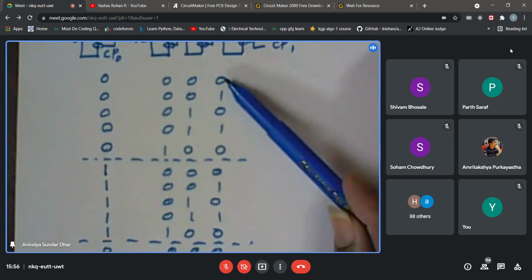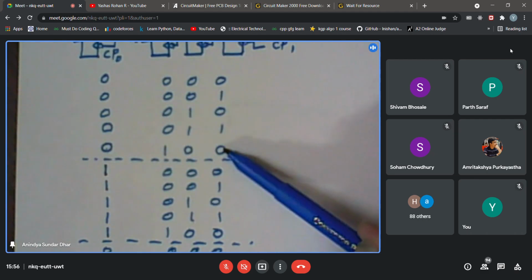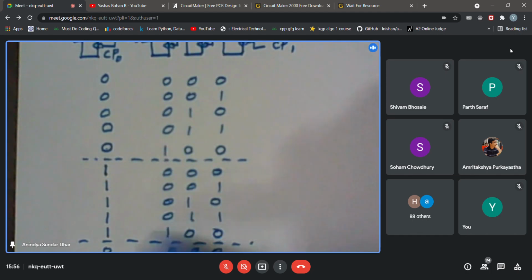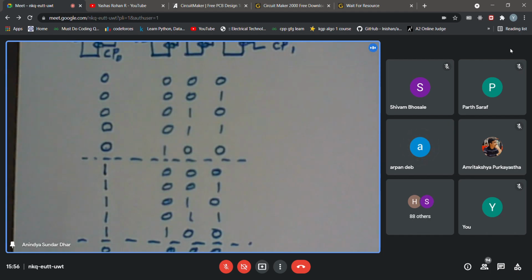So it is counting from 0, 1, 2, 3, 4, then jumping to 8, 9, 10, 11, 12, then coming back to 0. Okay. So you cannot really think of and find it out. You need to just go through the manual to see how the reset connection is there inside a 7490.